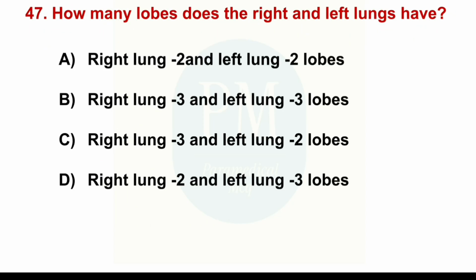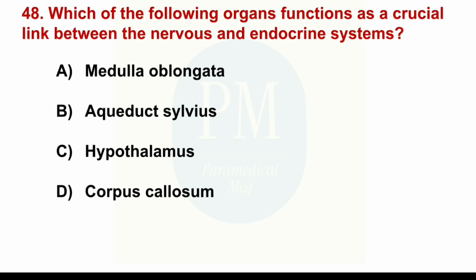How many lobes do the right and left lung have? Option A, right lung 2 and left lung 2 lobes. Option B, right lung 3 and left lung 3 lobes. Option C, right lung 3 and left lung 2 lobes. Option D, right lung 2 and left lung 3 lobes. The correct option is option C, right lung 3 and left lung 2 lobes. Which of the following organs functions as a crucial link between the nervous and endocrine system? Option A, medulla oblongata. Option B, aqueduct of Sylvius. Option C, hypothalamus. Option D, corpus callosum. The correct option is option C, hypothalamus.